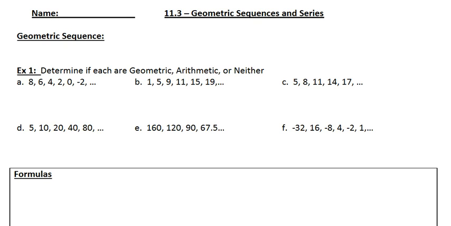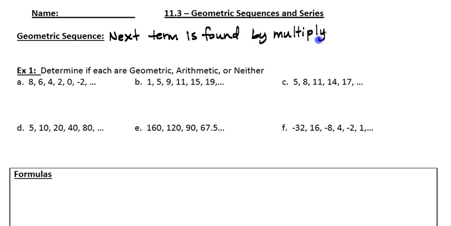So today we're specifically talking about the type of sequence where you multiply to get the next term. So a geometric sequence, the next term is found by multiplying. And again today there are going to be two different types of formulas. We're going to have a general rule. We're also going to find the sum. So there's two main formulas, and we're going to do a lot of different things with the same formulas.